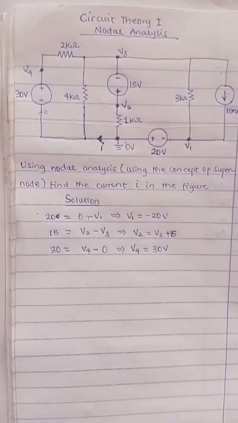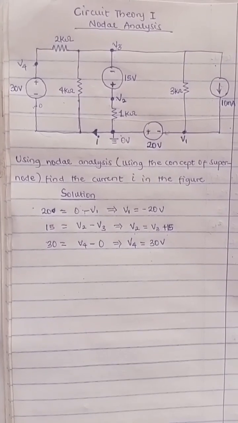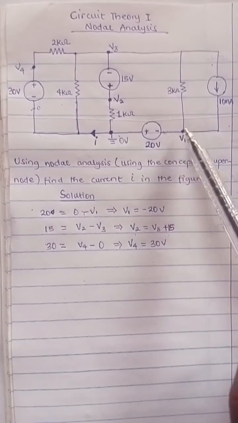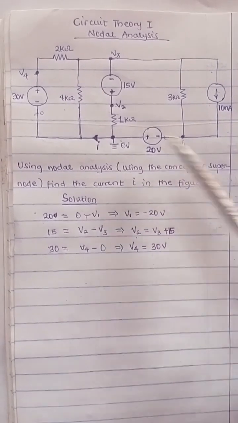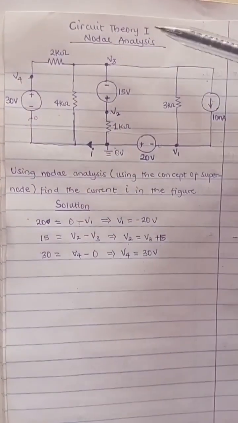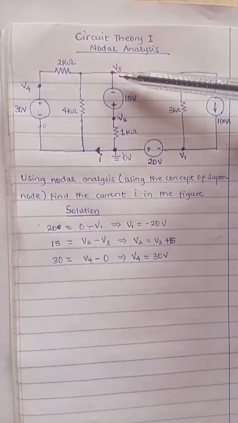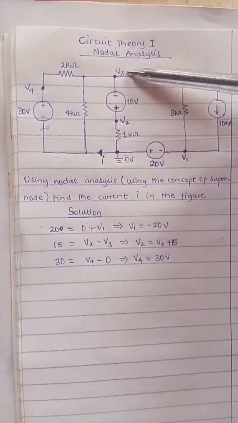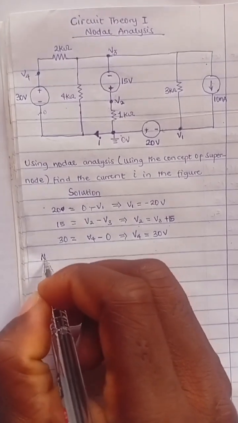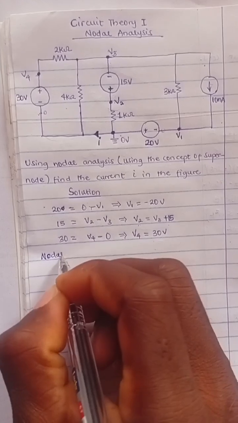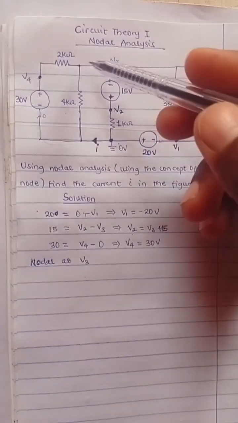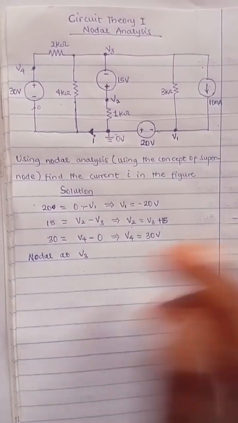You apply nodal analysis at nodes where you don't know the values of the voltage. Here we know the value of V1, so there's no need to apply nodal analysis. We also know the value of V4, so no need here either. It's only this node V3, whose voltage we don't know, that we apply nodal analysis at, and see what is obtainable.